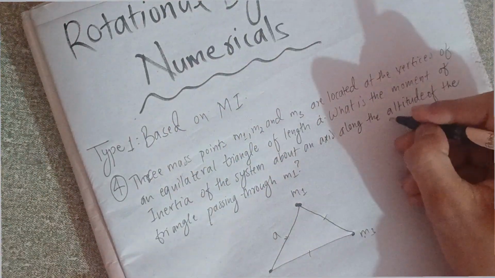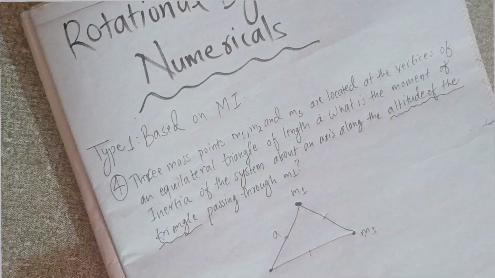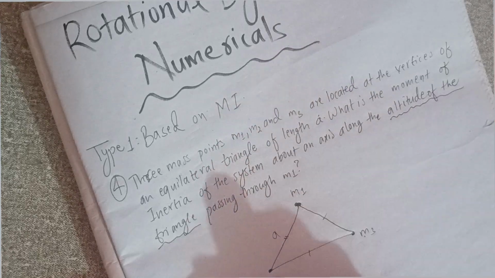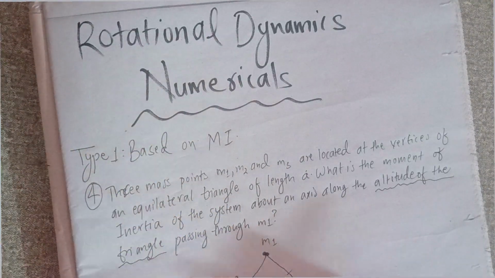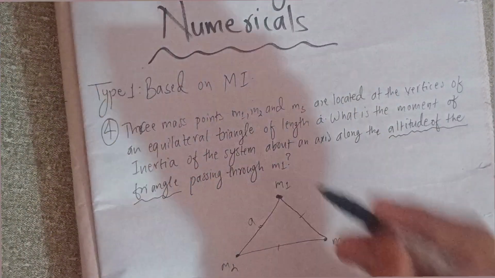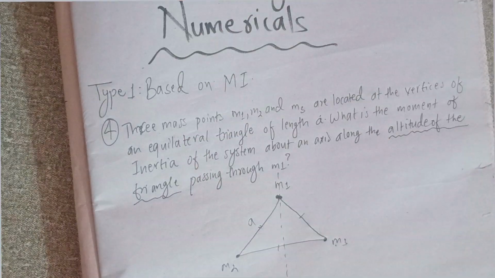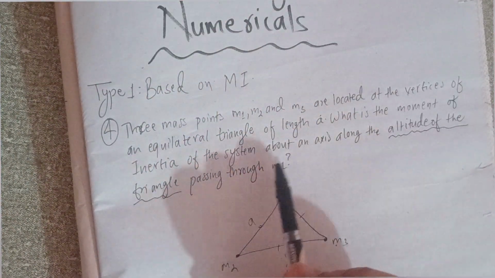First of all, what does this mean? Altitude of the triangle. This means the maximum height or the height of the triangle. It is either this or this, or like this, from M2 or from M3. It's the same way from all the parts in the equilateral triangle, but in the question it's given from M1. So we are doing it like this. This is the axis of rotation. So we need to find what is the moment of inertia.